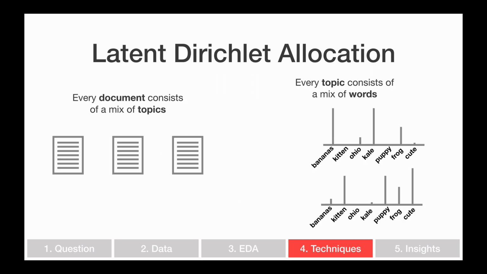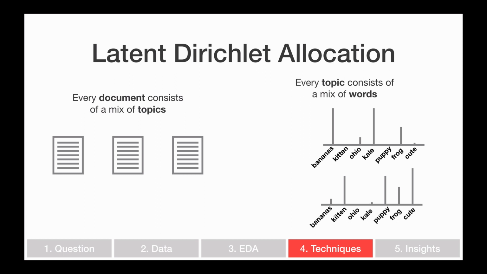All right, so that was a simple example of LDA. Well, let's talk about this in a little bit more detail. So LDA, as I mentioned earlier, is all about probability distributions. And probability distribution is a more complex way of saying a mix of different things. So on the left here, I say that every document consists of a mix of topics. Another way to say this in more technical terms is every document is a probability distribution of topics.